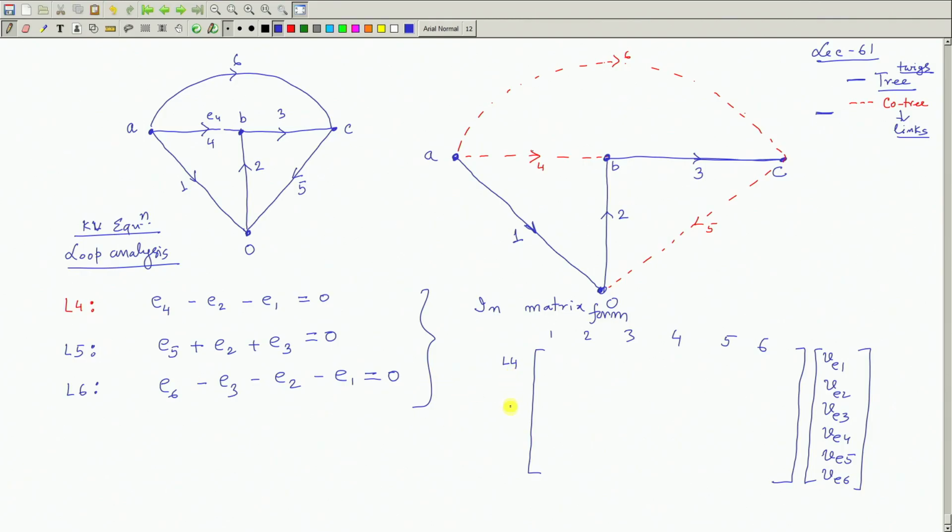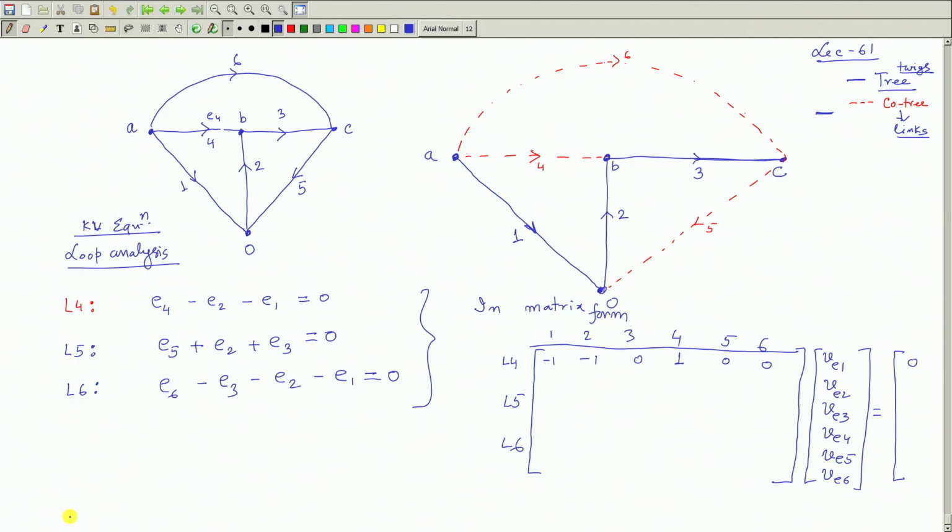So, it is one loop L4 formed by link 4, another link 5, another link 6. So, I will now put, this is outside this matrix, it is for writing down the KVL equations correctly and quickly. For example, in loop 4, E4 is present. So, plus 1, minus E2, minus E1, other entries are 0, and this will be equal to 0, that is all.